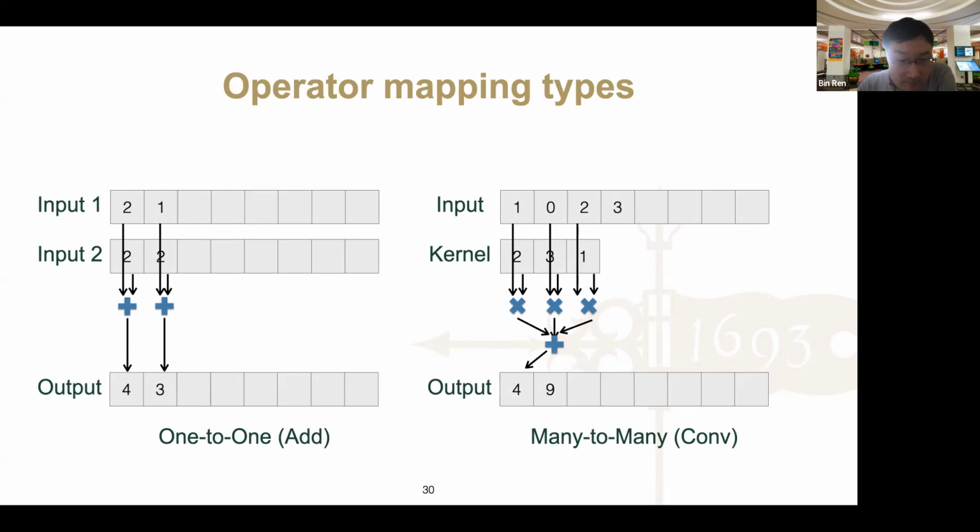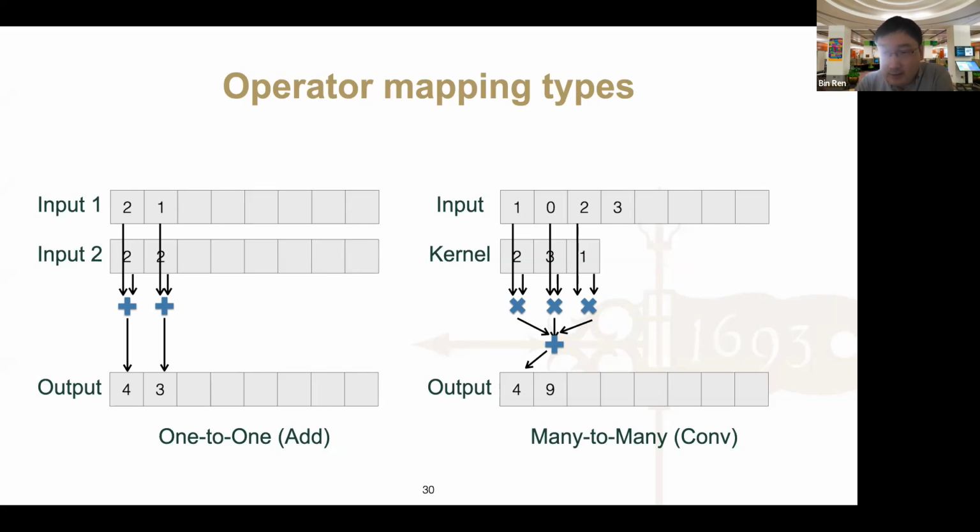So the first one is one-to-one mapping. For example, here, this is an addition operator. You can treat it as a vector addition or matrix addition, it doesn't matter. So one-to-one actually means, for each input, each element in this input one only contributes to one result in the output. And only one element in input one contributes to the output as well. So you can see there is a one-to-one mapping relationship between this input and the output. So that's why we call this a one-to-one mapping.